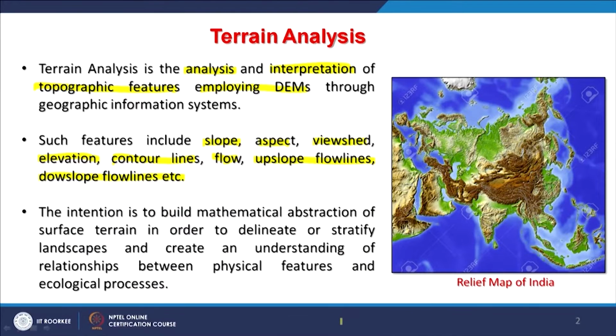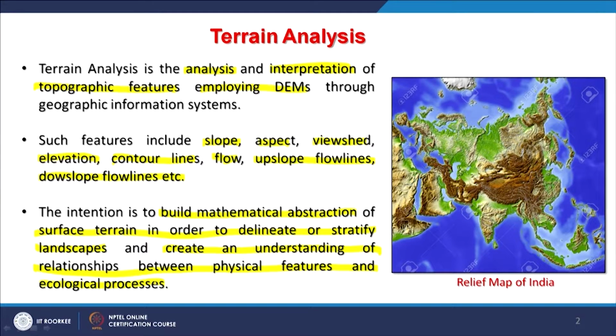Basically, the purpose of terrain analysis is to build a mathematical abstraction of surface terrain in order to delineate or stratify landscapes. Whatever landforms are present, how they are there, can we represent them through mathematical functions and create an understanding of the relationship between physical features and ecological processes. So, the two we can include under terrain analysis. That means analyzing things related to the topographic surface in a comprehensive manner.